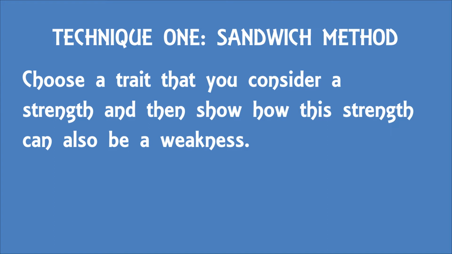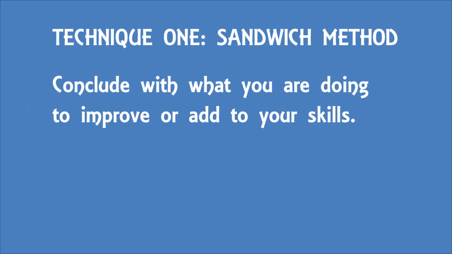There are a couple of different ways to answer this question, and I'll talk about both of them, and you can decide which one you feel most comfortable with. They both highlight that you are an ideal candidate who's always looking for ways to improve and takes the initiative to work on your weaknesses. The first one is called the sandwich technique. Choose a trait that you consider a strength and then show how this strength can also be a weakness. Then conclude with what you're doing to improve or add to your skills.